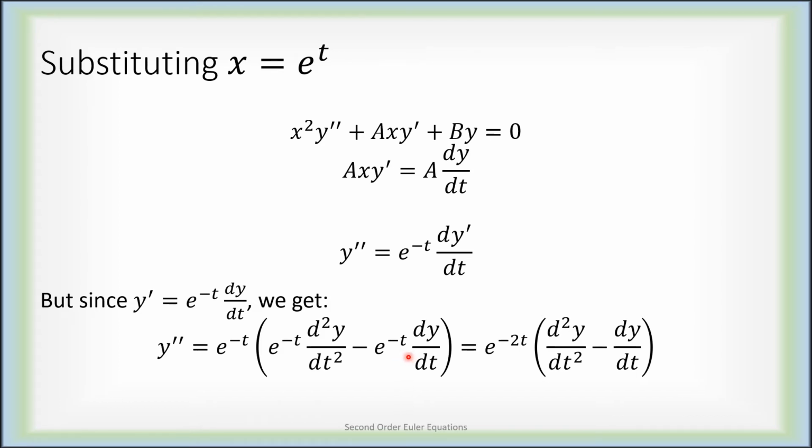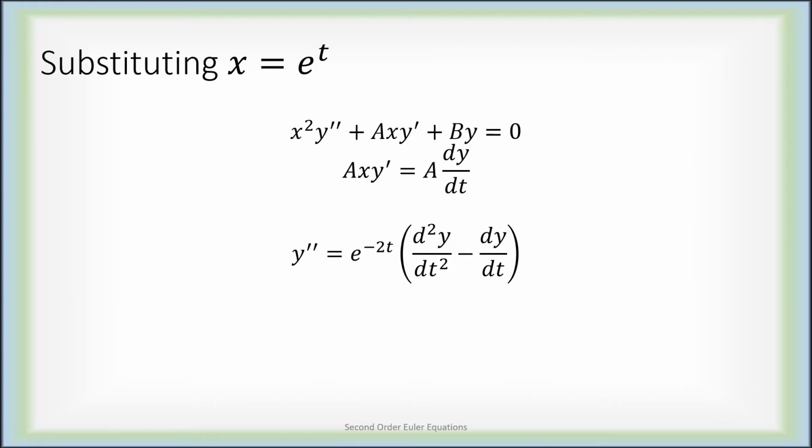Okay, now if I simplify this down, I can factor an e to the minus t out of these two terms, giving me e to the minus 2t outside the parentheses, and then inside we have the second t derivative of y minus the first t derivative of y. That's how we can substitute y double prime, the second x derivative of y. All right, so there's our expression for y double prime.